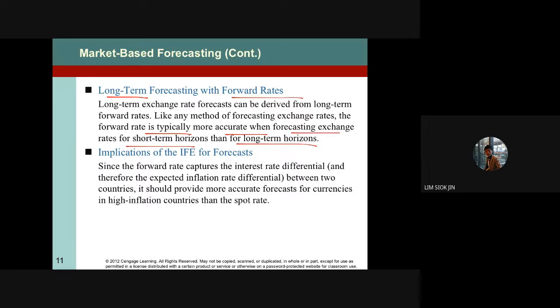So moving on is the IFE, International Fisher Effect. As you remember what I showed you yesterday, the International Fisher Effect captures the interest rate difference and explains how the interest rate differential will show that the expected inflation rate is different, and when the expected inflation rate is different, it will influence the exchange rate, right?